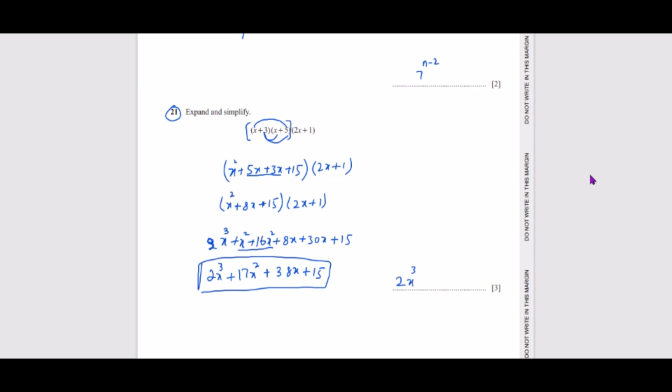2x raised to the power 3 plus 17x raised to the power 2 plus 38x plus 15.